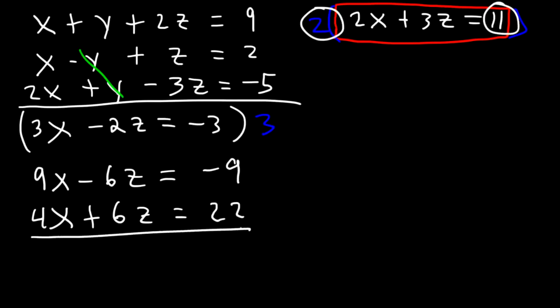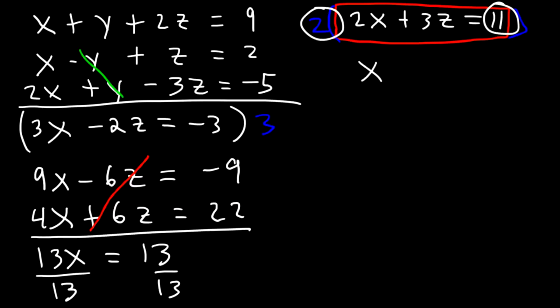So let's add these two equations. These will cancel. 9x plus 4x is 13x. Negative 9 plus 22, or 22 minus 9, that's 13 as well. So if we divide both sides by 13, we can see that x is equal to 1.